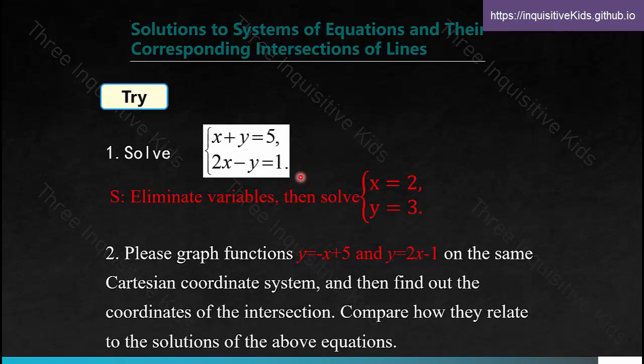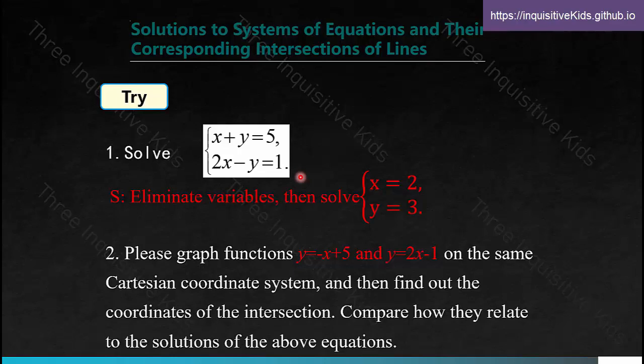Okay, solutions to systems of equations and the corresponding intersections of lines. So try. Solve x + y = 5, 2x - y = 1. After eliminating the variables, we would get x = 2, y = 3. So a very simple, very basic system of equations that you probably know how to solve.